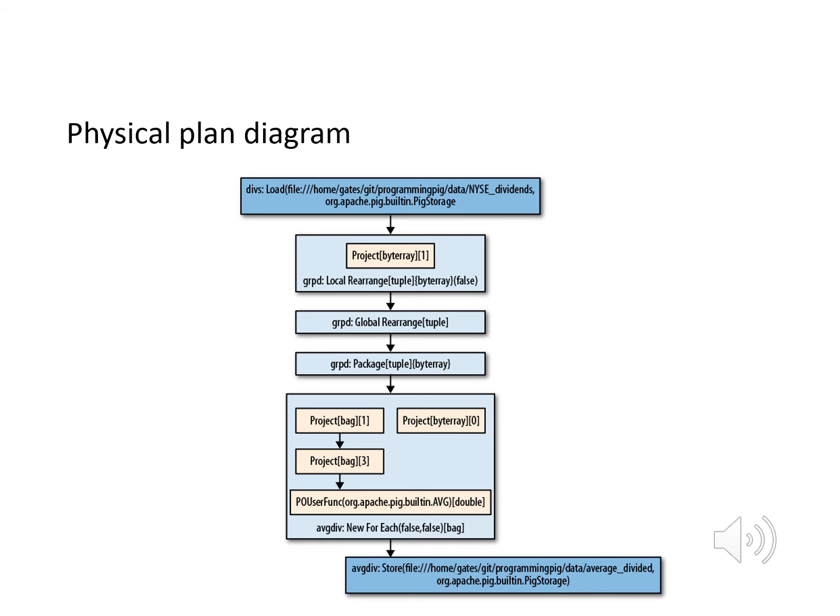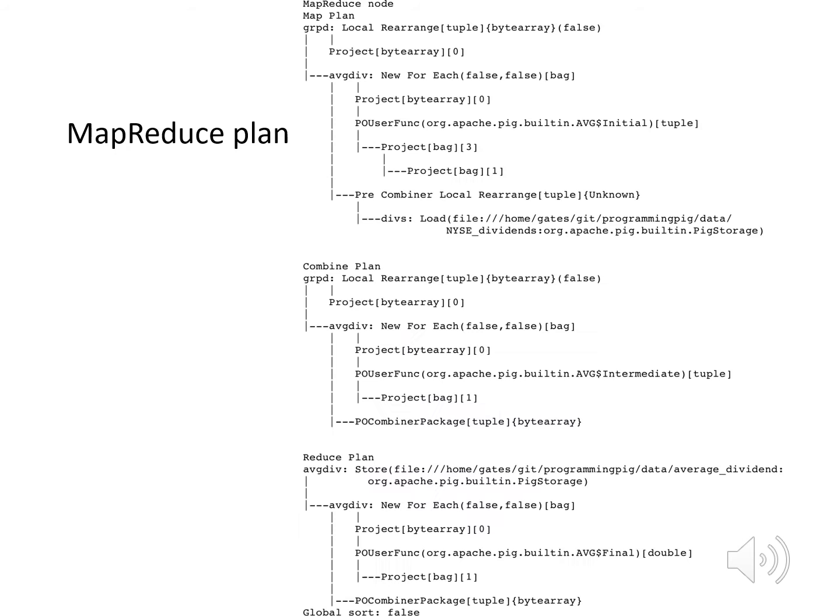This is a graphical representation of the physical plan. Finally, Pig takes the physical plan and decides how it will place its operators into one or more MapReduce jobs. First, it walks the physical plan, looking for all operators that require a new reduce. This occurs anywhere there is a local rearrange, global rearrange, and package.